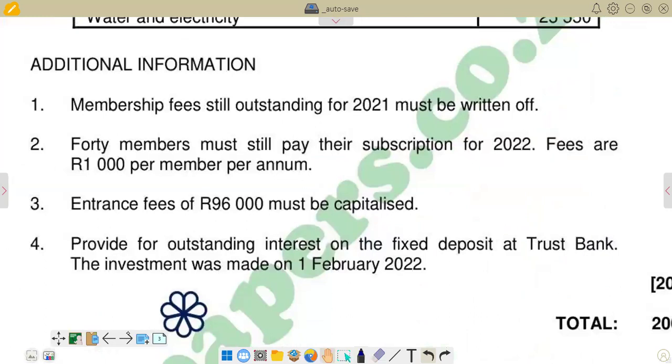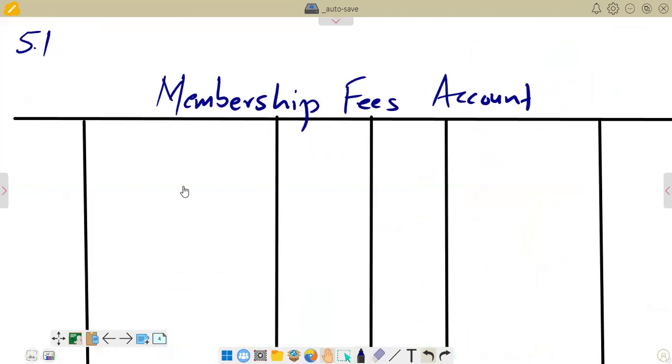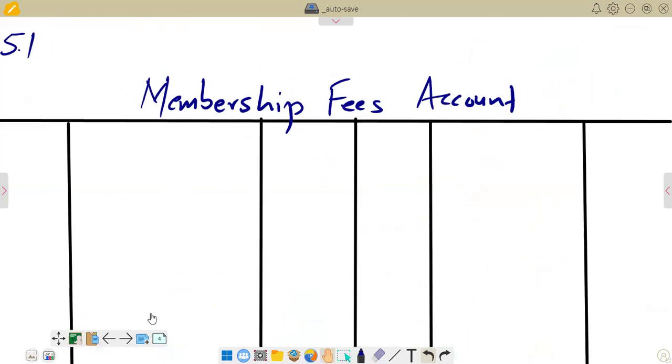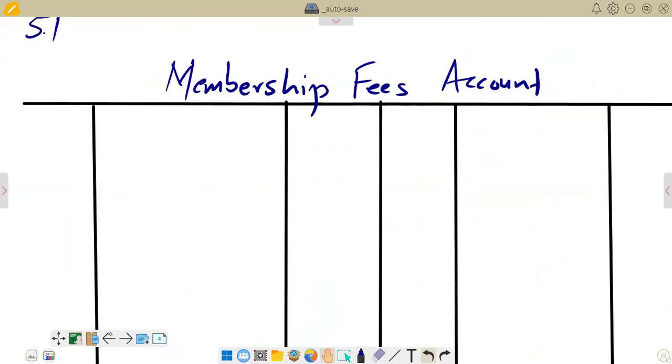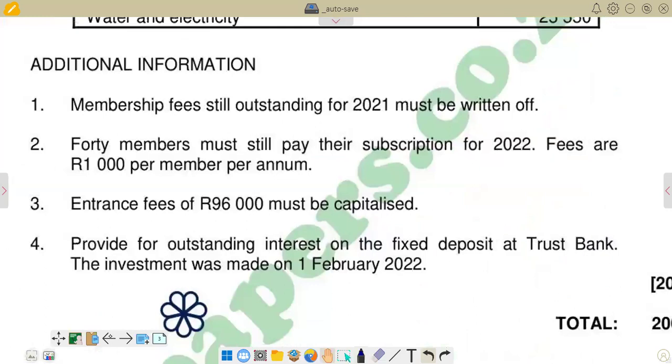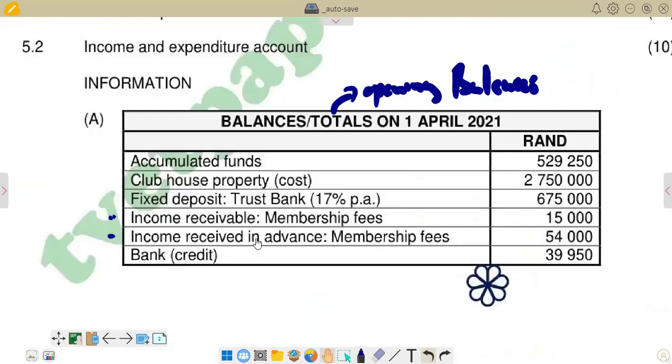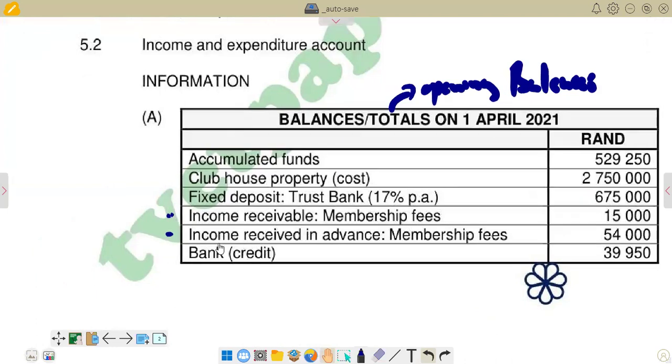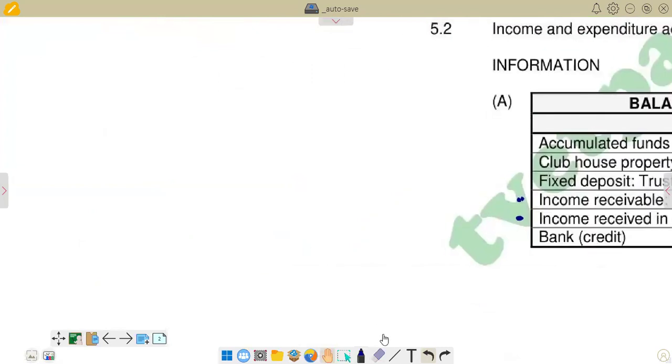Then if you go to your answer section, you will see that we have our membership fees account. We are going to start with our opening balances. Remember, we have them at the beginning of the question, so we can go and refer back to the beginning of the question and see what we have in terms of our opening balance. The opening balances that we are concerned with in the membership fees account are income receivable and income received in advance.